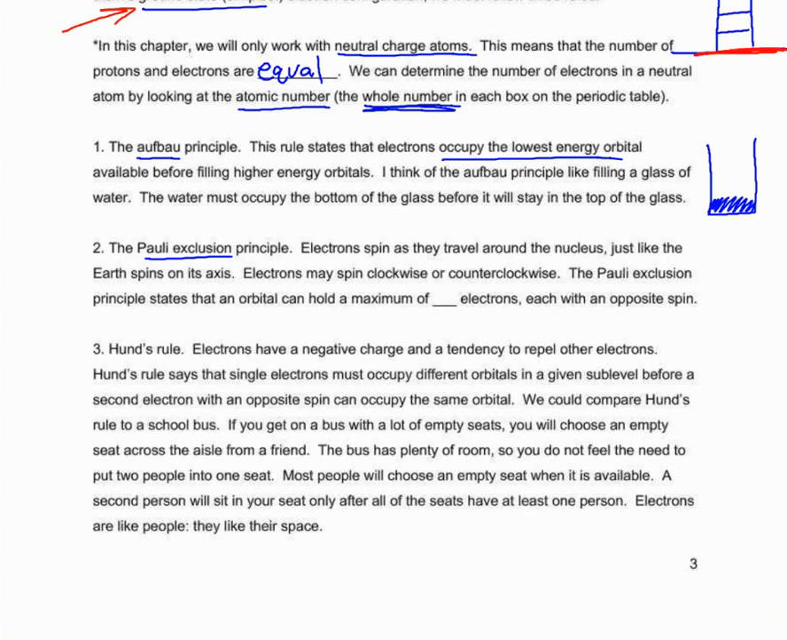The same kind of idea with electrons. Electrons spin as they travel around the nucleus. It's possible they could spin clockwise or they could spin counterclockwise. Either one is a possibility. The Pauli exclusion principle states that an orbital can hold a maximum of 2 electrons. And this is important. They have to have opposite spins. So, kind of like the idea with magnets, if you put the north pole of 2 magnets together, it doesn't want to stick. It's that idea of opposites attracting.